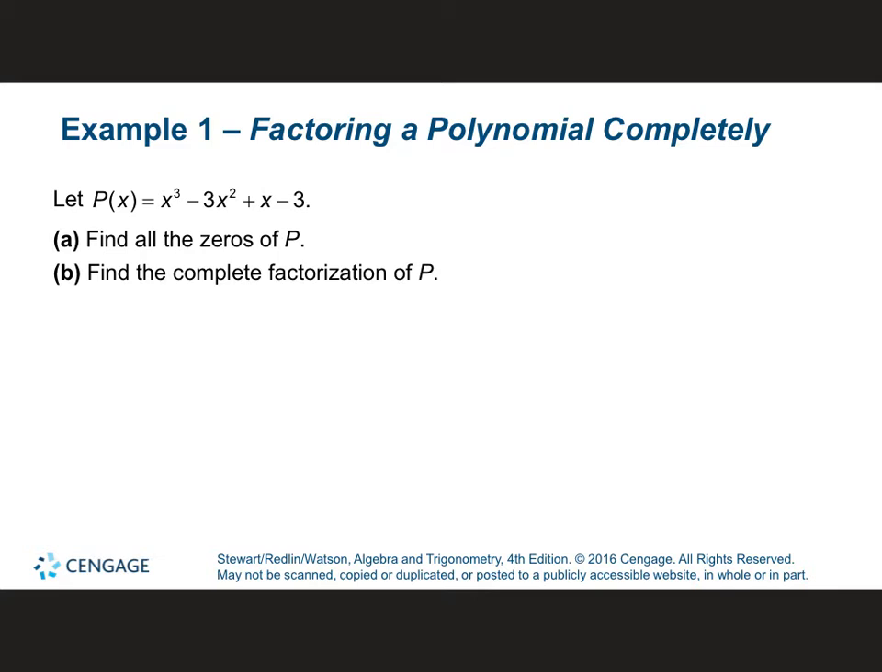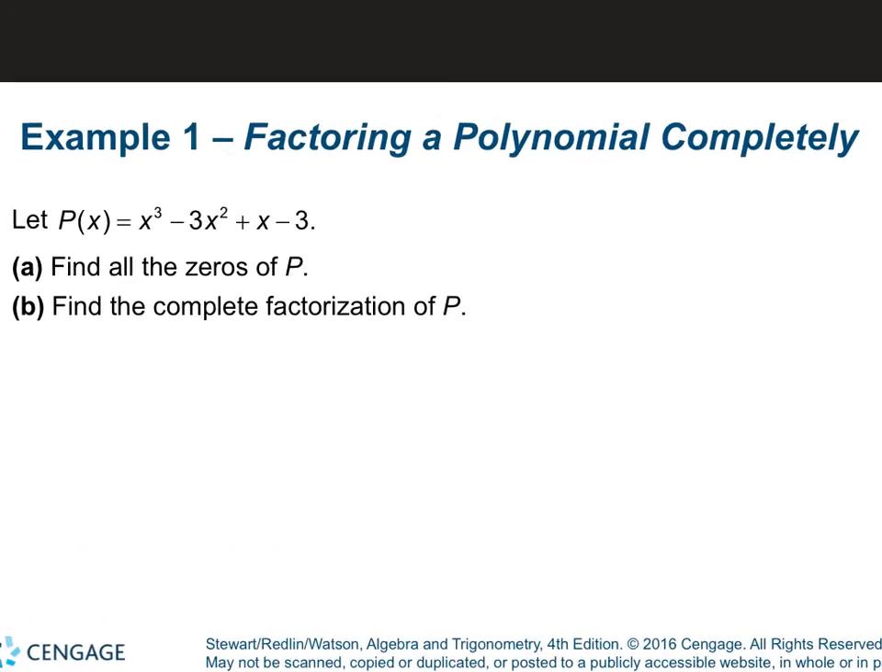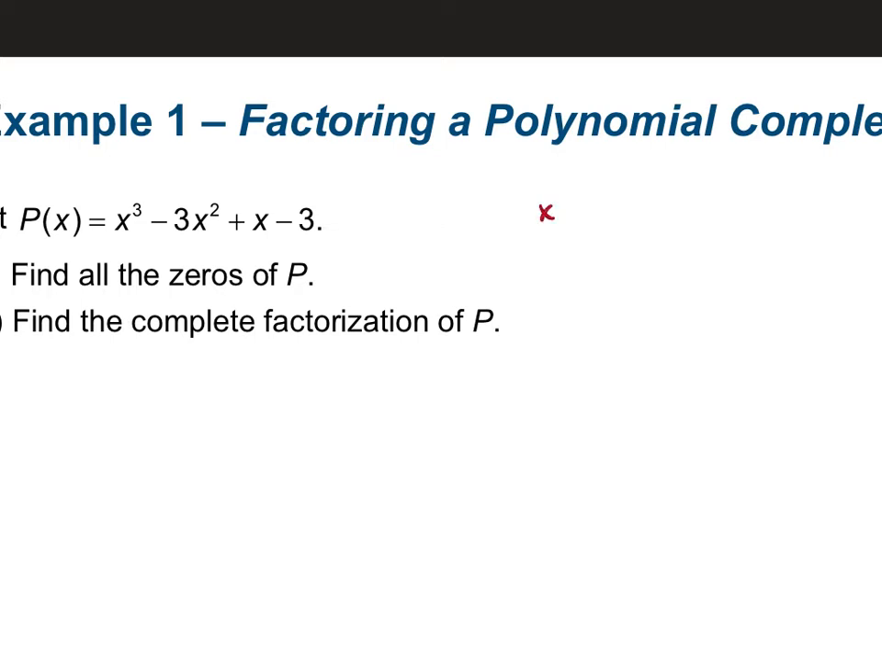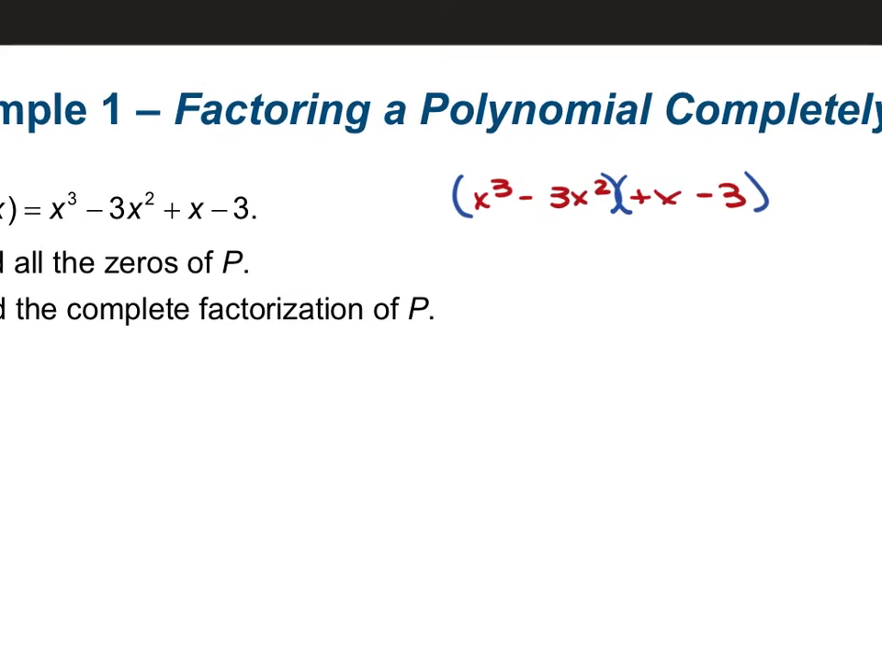So if we look at example 1 here, we're given p of x is equal to x cubed minus 3x squared plus x minus 3. We have 4 terms here. So let's try factoring by grouping. If we take the x cubed minus 3x squared plus x minus 3, and we factor by grouping, we would have parentheses on the first 2 terms, parentheses on the last 2 terms.